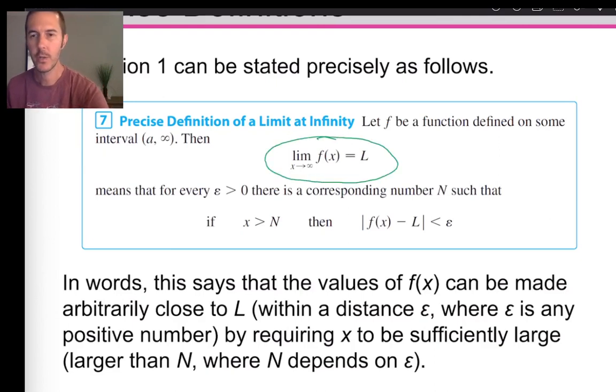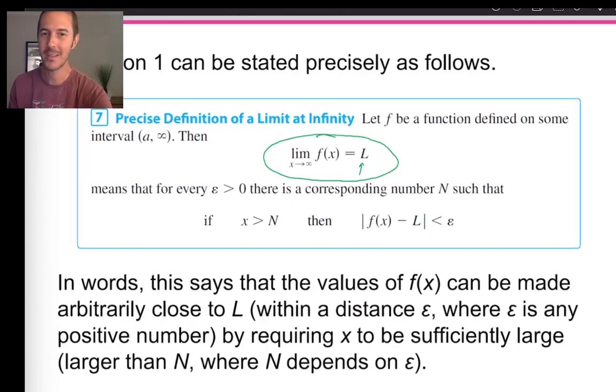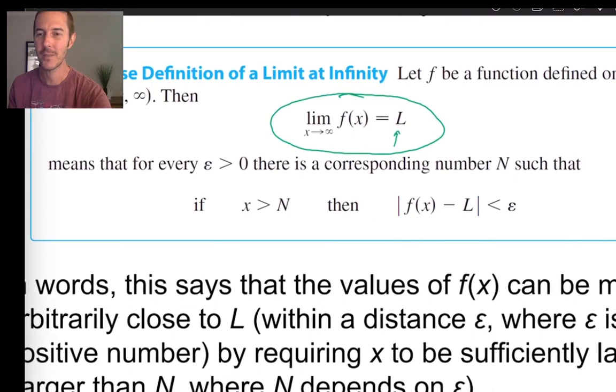As our x values head toward positive infinity, our function looks like it's going to have y values that are approaching capital L. And whatever that y value is that we're approaching, we're calling that the limit. Capital L is that y value. And what does that mean? It means that for every epsilon value greater than 0, there's a corresponding number N such that these two things. Okay, let's translate these one more time. Doesn't hurt to revisit the interpretation of this kind of notation.